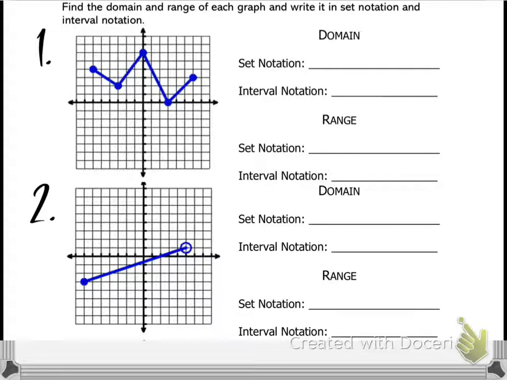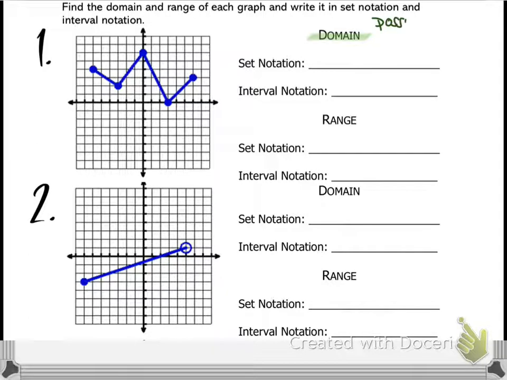So the instructions of your notes say, find the domain and range of each graph and write it in set notation and interval notation. Now remember, set notation is when you have an inequality. And then the interval notation, that is what we expect you to know inside of Algebra 2, and then of course if you go to college algebra. So what is domain and range? Let's pretend you've never seen it before.